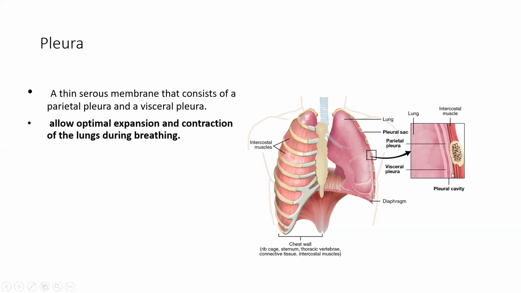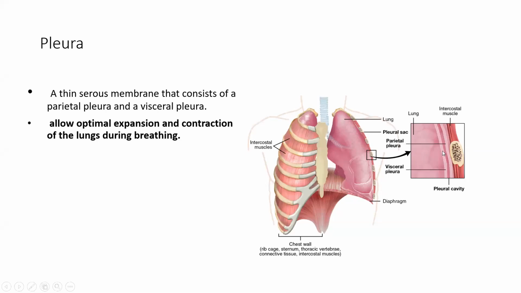So we have the parietal pleura, which lines the inner surface of the thoracic wall and the mediastinum, and has costal, diaphragmatic, mediastinal, or cervical parts, which are not very necessary to know. And the parietal pleura is very sensitive to pain, and it's supplied by the intercostal nerves and the phrenic nerves.